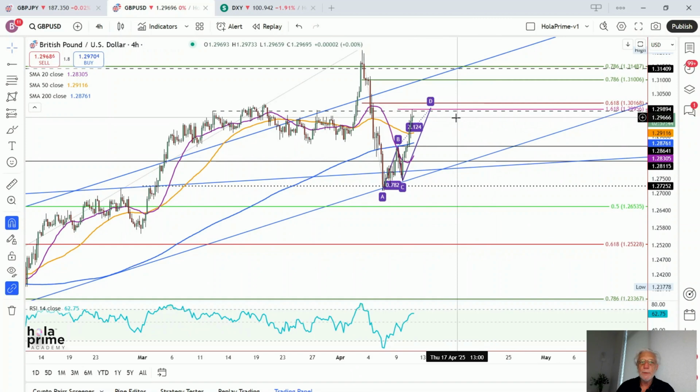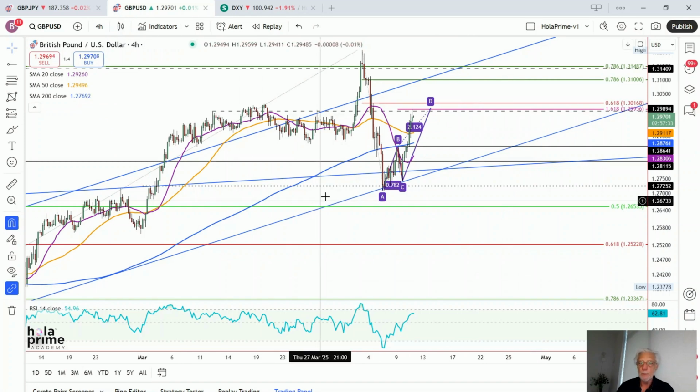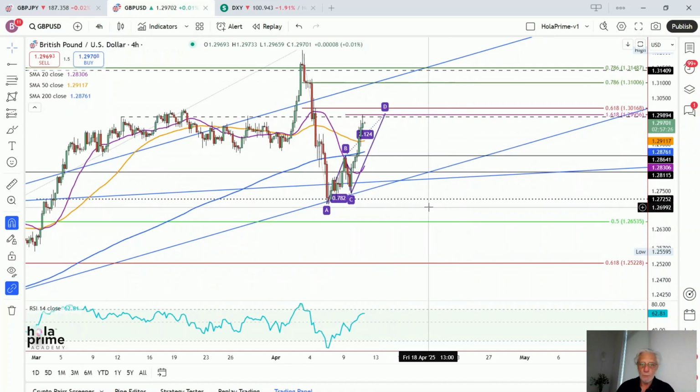And so we have a potential target that could lead to a pullback, and then we'll have to see what's next. And that target is correlated with this swing high and this swing high, interim swing highs as well, I should say. So the expectation would be the initial target's been met. There could be a pullback before it's ready to do something else.